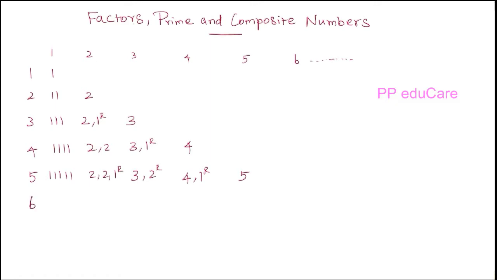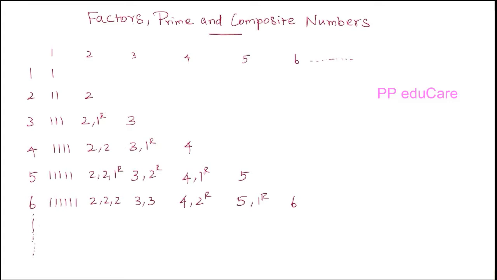In 6 there are 6 1s, 3 2s, 3 2s are in 6. 2 3s, 2 3s are in 6. 1 4 and the remainder is 2. In 6 there is 1 5 and the remainder is 1. In 6 there is only 1 6. These are the ways of dividing the numbers up to 6 into whole numbers.